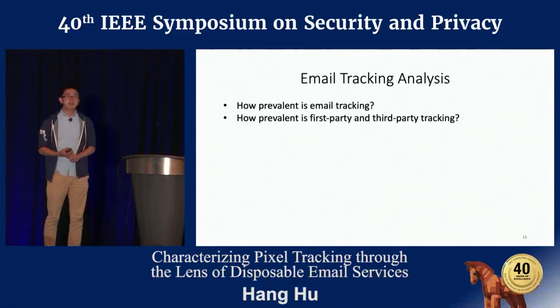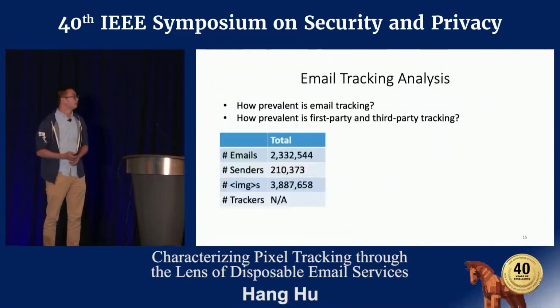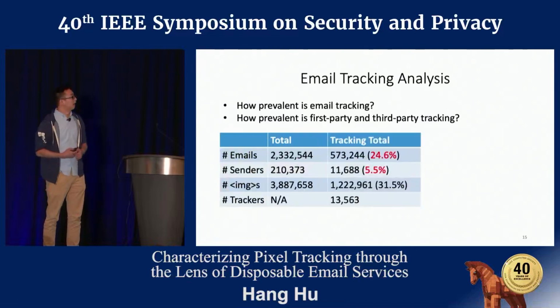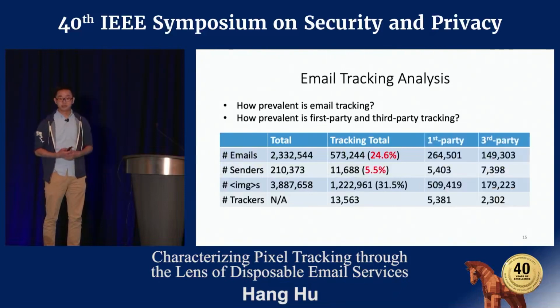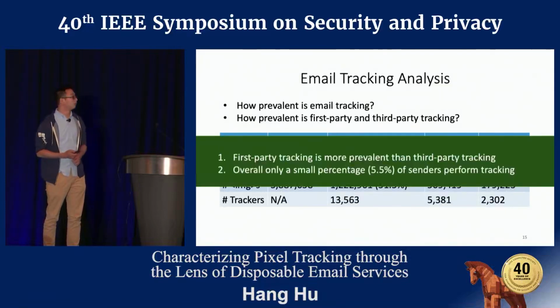After detecting email tracking, we can finally answer those two questions. How prevalent is email tracking, and how prevalent is first-party and third-party tracking? Let's first look at a few basic statistics of our data set. As you can see, 24.6% of all email messages and 5.5% of all email senders are performing tracking. And what about first-party tracking and third-party tracking? Our result shows that first-party tracking is slightly more popular than third-party tracking. And overall, only a small percentage of senders are performing tracking.